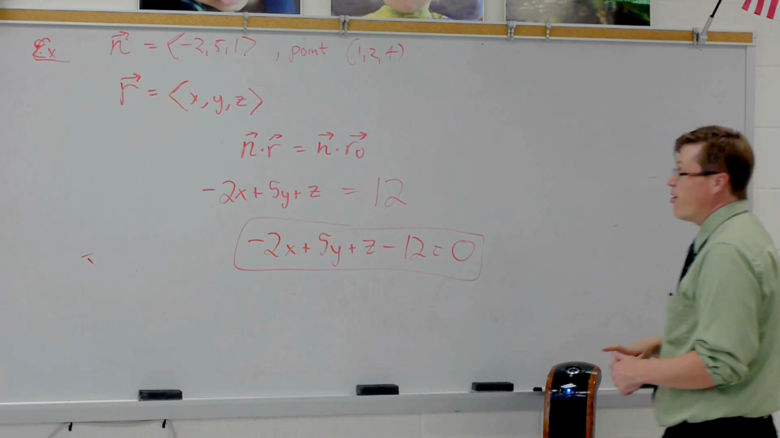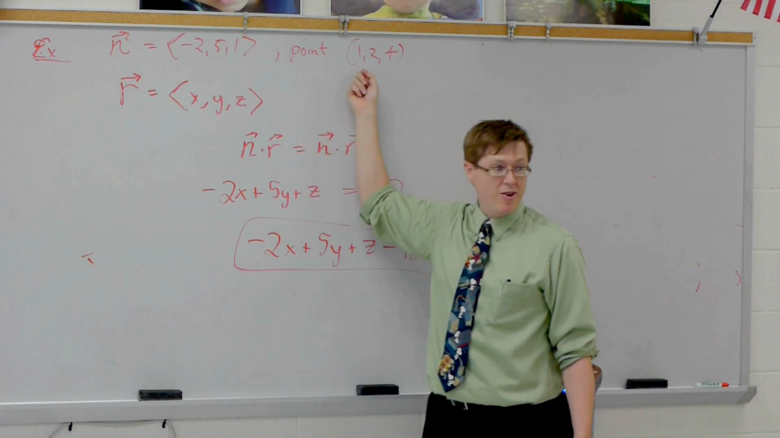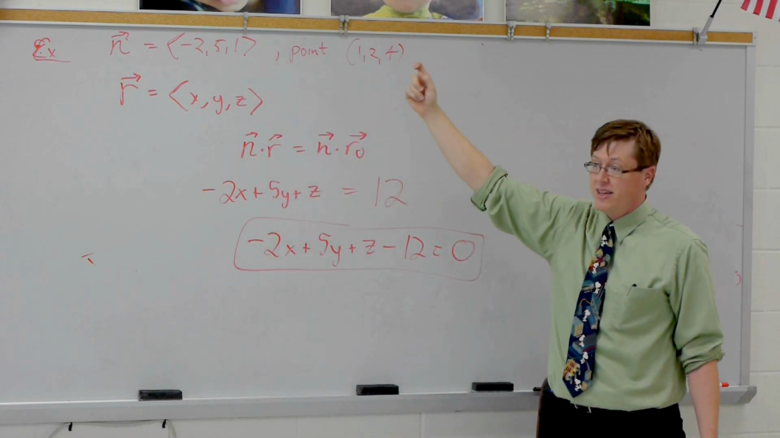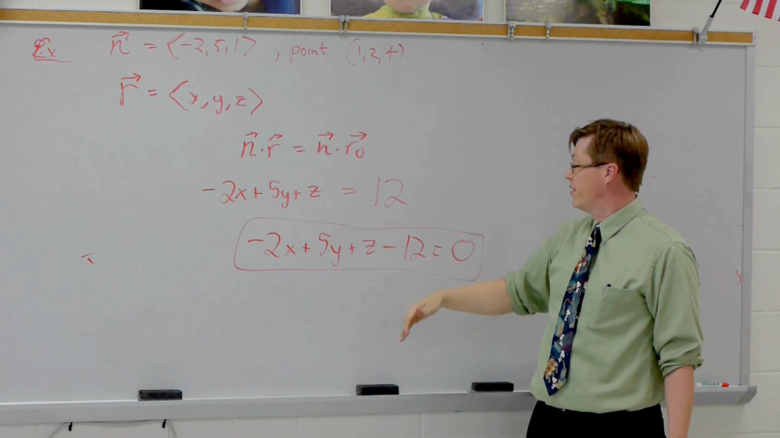So it's really not any harder than if I give you a point and the slope, write the equation of a line. Here I'm giving you a point and a direction vector. Here's the equation.